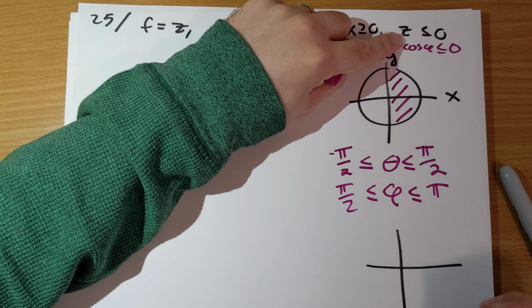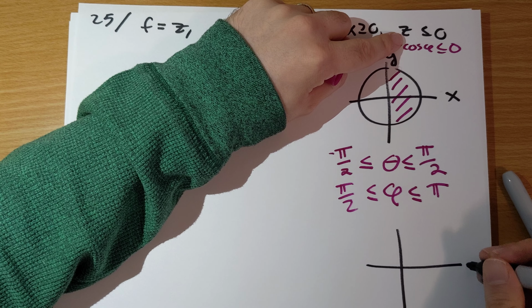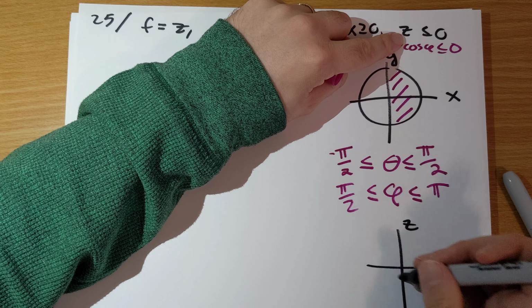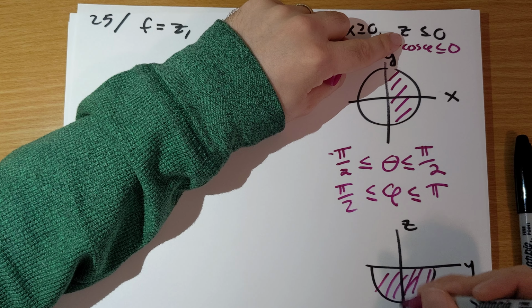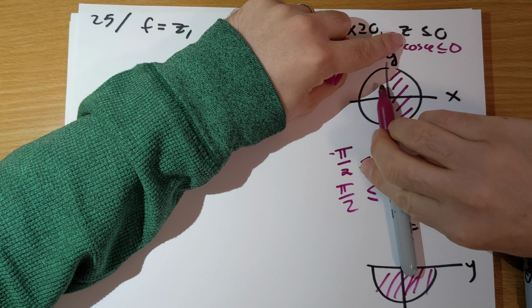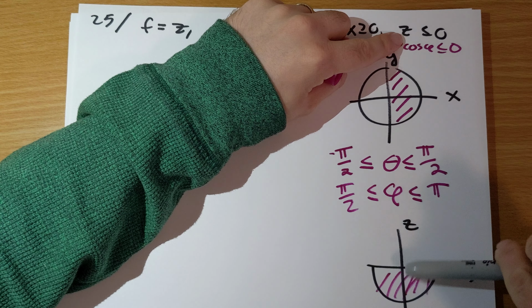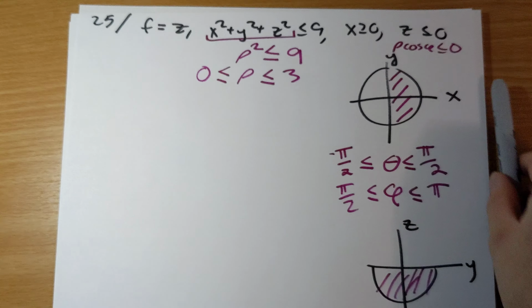Also, if we project the region into, say, the yz plane, it's going to look like this region down here, and that's phi from 0, pi over 2 to pi. We pick up the region from pi over 2 to pi.